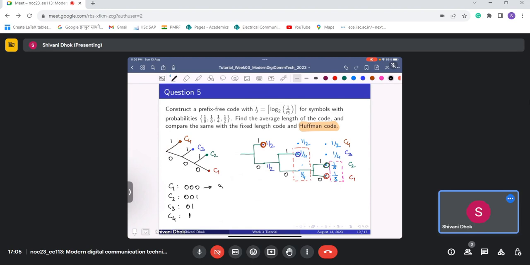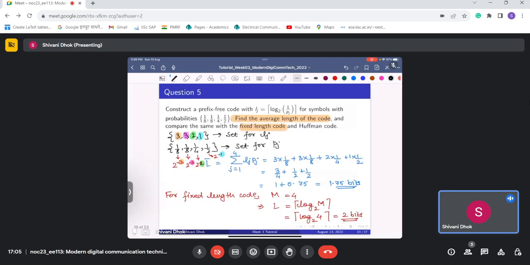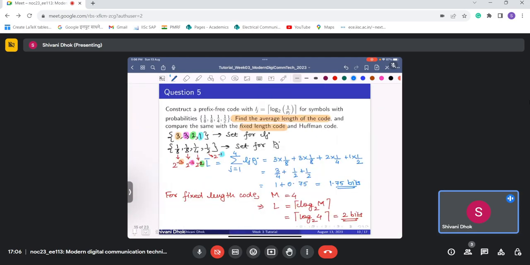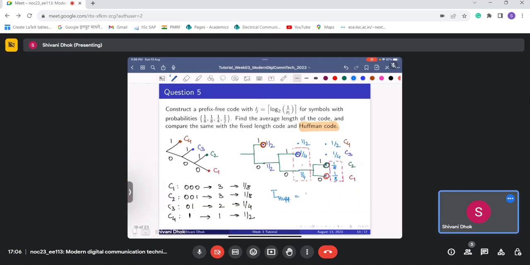So this has a length 3 and its probability is 1 by 8. Similarly, this has 3, 1 by 8. This is 2, 1 by 4, and it is of length 1, which is 1 by 2. And if you observe carefully, this is exactly what we have obtained for this particular case of Lj as log to the base 2 of 1 by Pj. So again, for this Huffman code, L bar for Huffman comes out to be exactly the same as 1.75 bits.